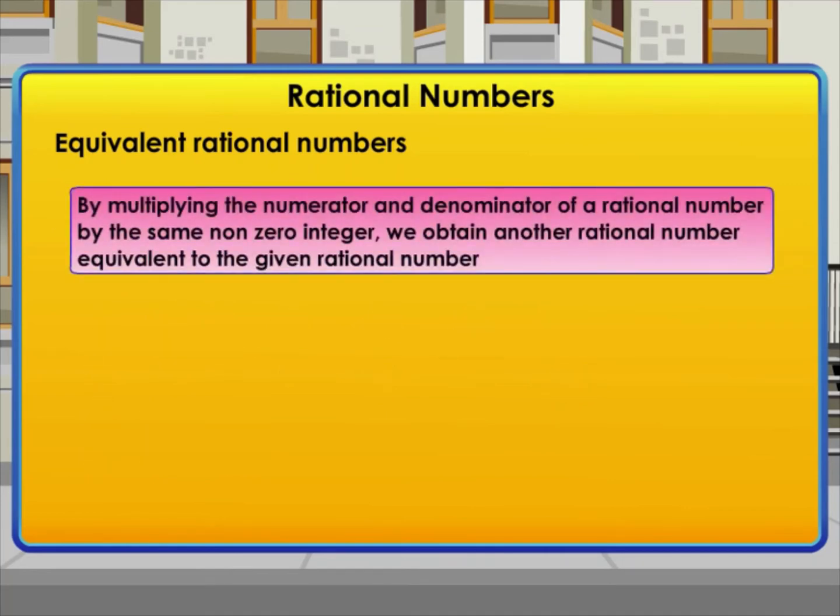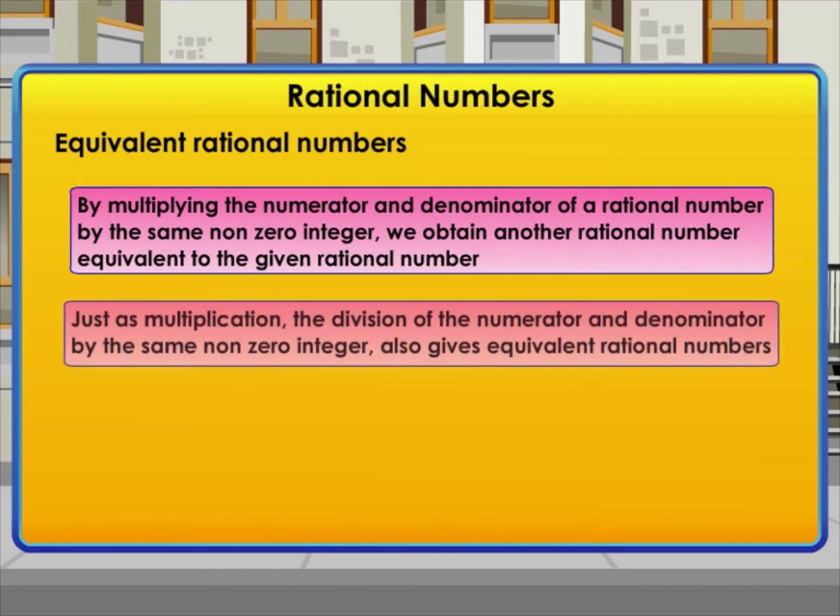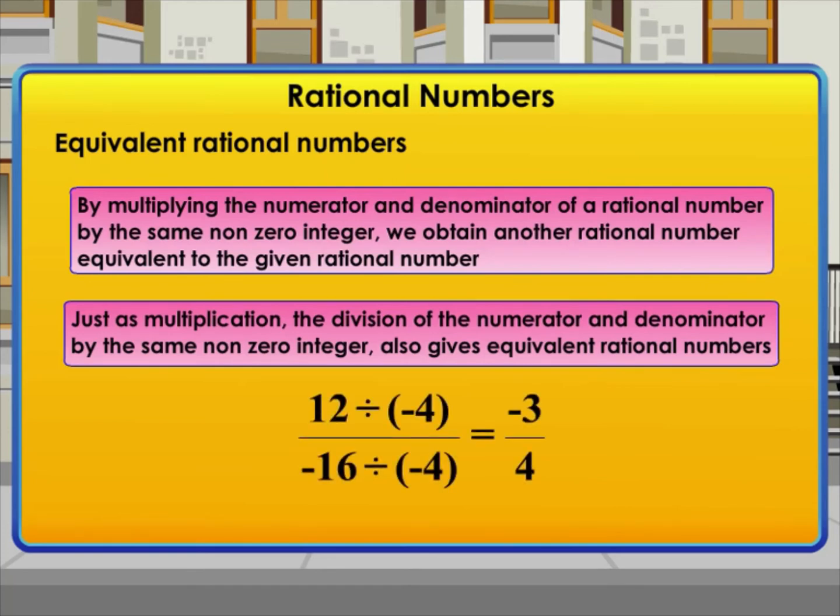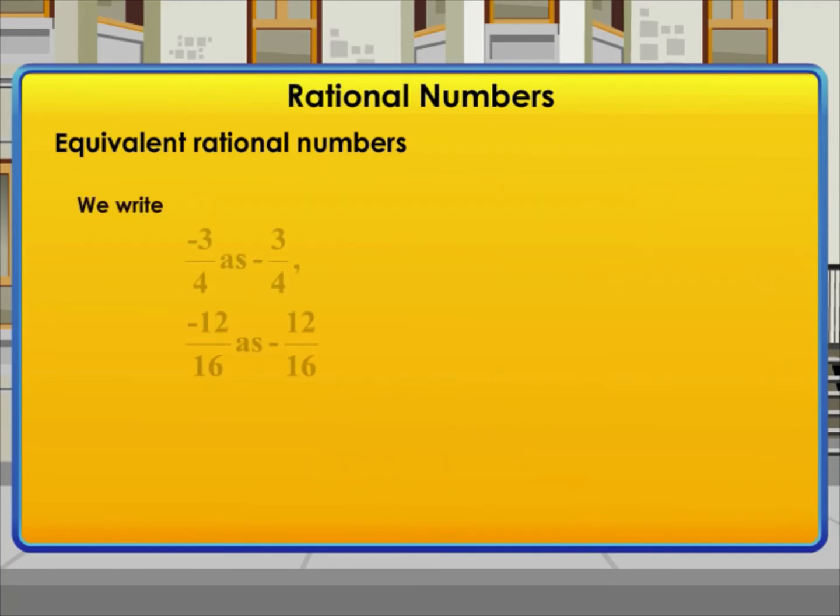By multiplying the numerator and denominator of a rational number by the same non-zero integer, we obtain another rational number equivalent to the given rational number. Just as with multiplication, the division of the numerator and denominator by the same non-zero integer also gives equivalent rational numbers. We write minus 3 by 4 as minus 3 by 4, minus 12 by 16 as minus 12 by 16, etc.